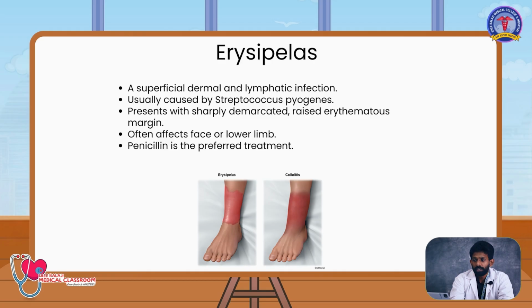Erysipelas, a superficial dermal infection that involves the lymphatics. The causative organism is Streptococcus pyogenes. The lesion is sharply demarcated and the margins are raised. It commonly occurs in the face and in the lower limb. The drug of choice for the treatment of erysipelas is penicillin.